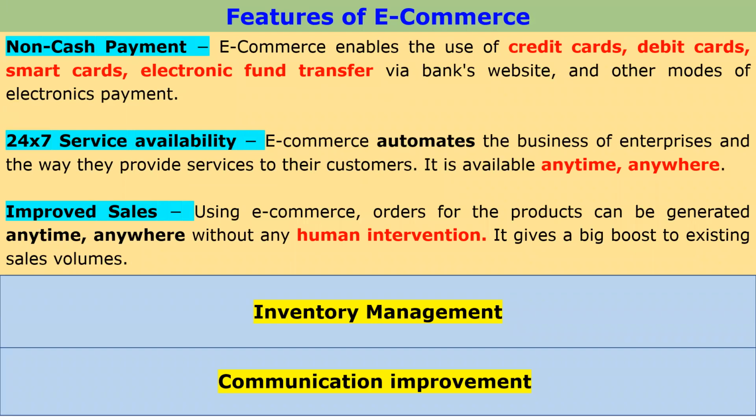You can make orders through the e-commerce website any place around the world, anytime, anywhere around the world. That is called improved sales. That's also another feature here. It's without any human intervention, right? That's a point you want to remember under improved sale. Right, write down that part also.